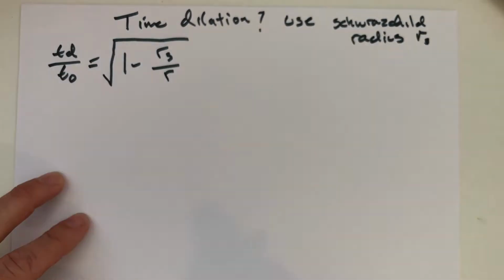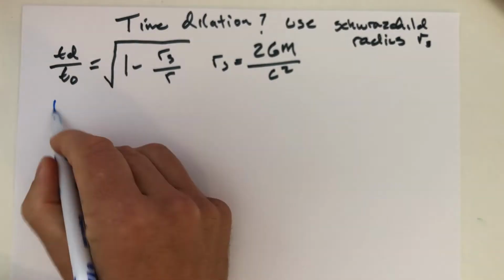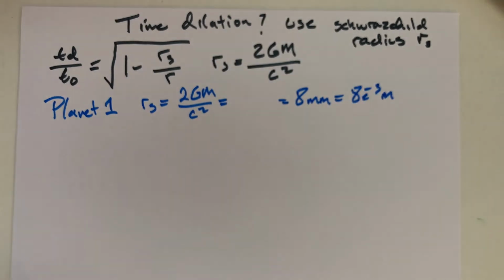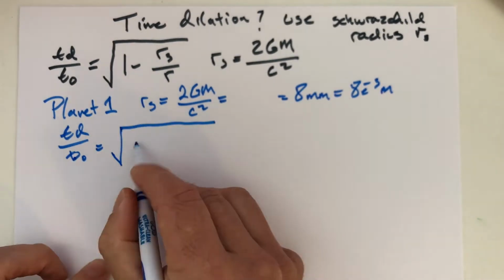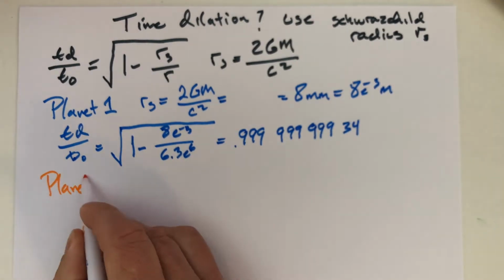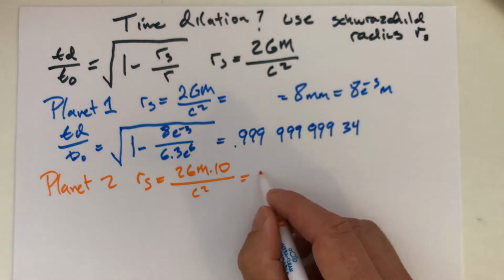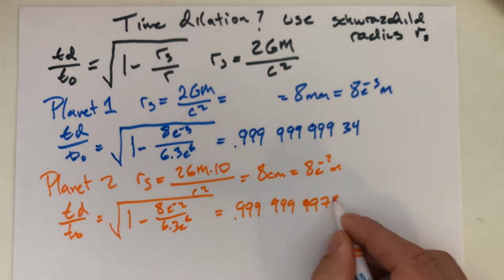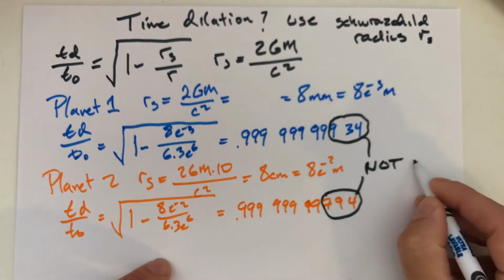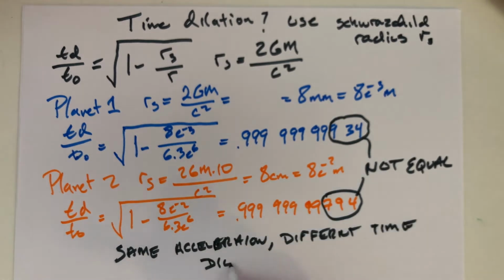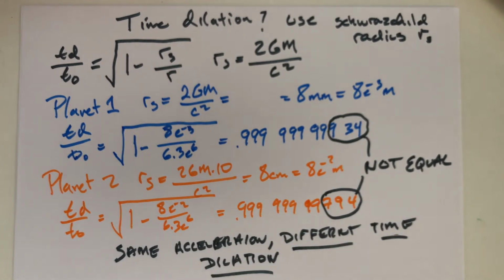What about time dilation on the planets? Well, we can use the Schwarzschild radius to calculate the time dilation. And on planet 1, when we plug in the numbers, we get a very small time dilation. And on planet 2, if we plug in the numbers, we get another time dilation. The key is that they're not the same. So even though they have the same acceleration on the surface, the amount of time dilation they're experiencing is different.